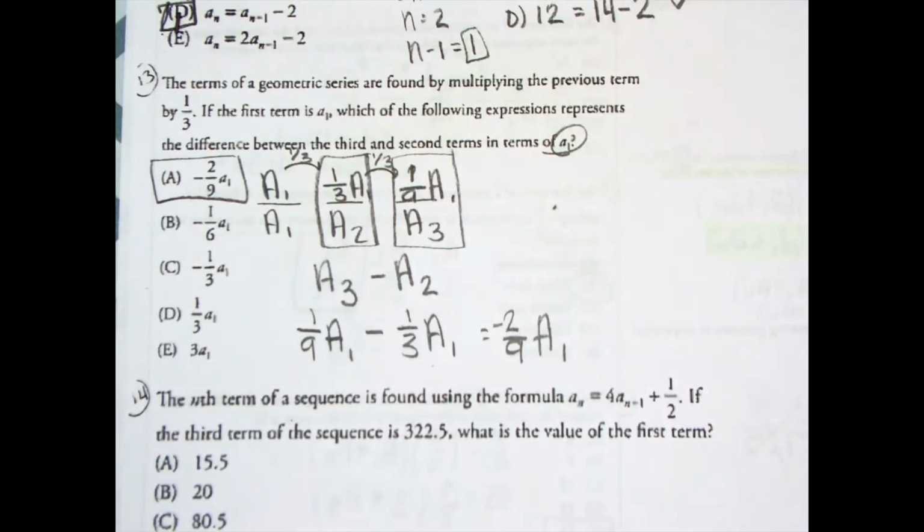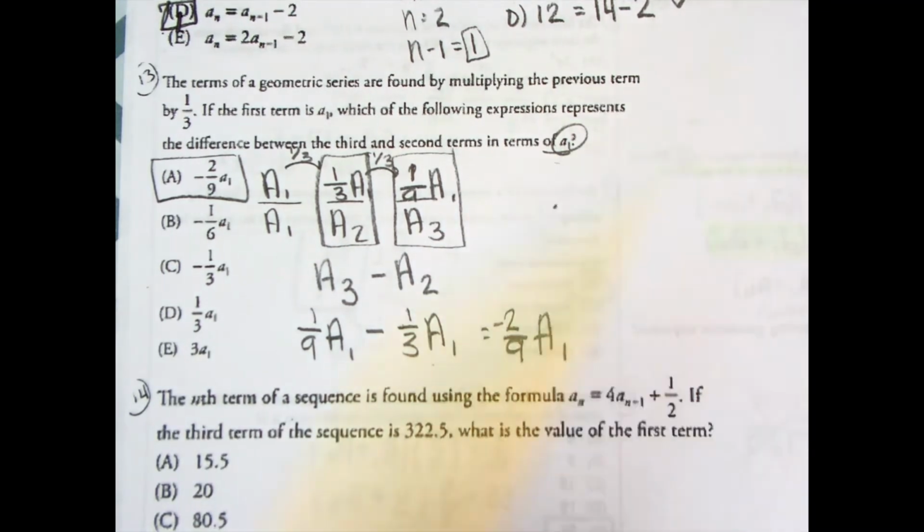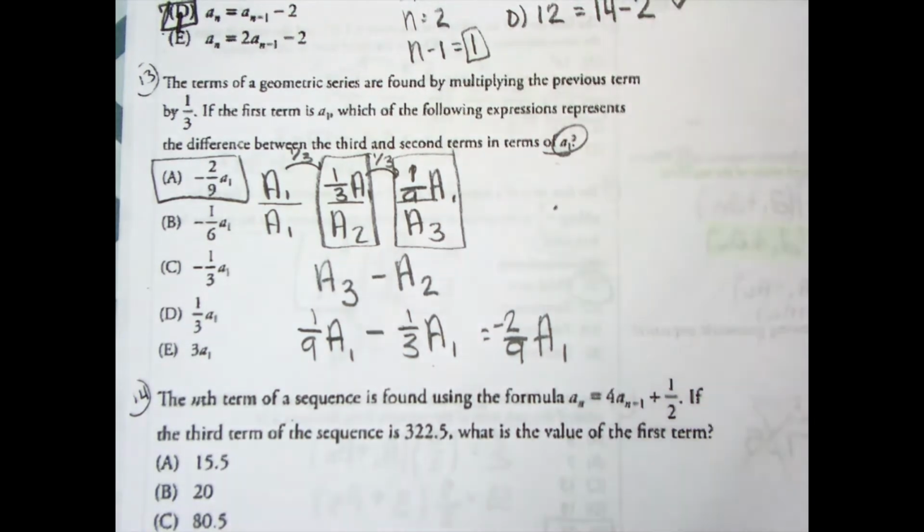So in these problems, I'm just kind of writing down patterns and trying to figure out how to get from term to term. It makes it a little bit easier if you write out what's happening. And when it says in terms of A1, that means A1 has to be in your problem. So look at your answer choices. That kind of makes it a little bit easier.